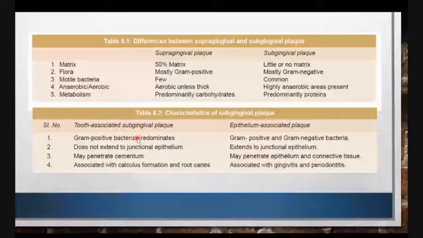زين. موتايل بكتيريا هنا اكو عندنا فيو، هنا تكون كومون. الايروبيك ان ايروبيك بكتيريا، الايروبيك بكتيريا unless thick بالثيك راح نشوف الانيروبيك بكتيريا. المنطقه اللي بالسبجنجيفال بلاك طبعا ميلي راح يكون انيروبيك areas present. الميتابوليزم يكون كربوهيدراتس بالنسبه للسوبراجنجيفال، وبالسبجنجيفال راح يكون البروتينز.